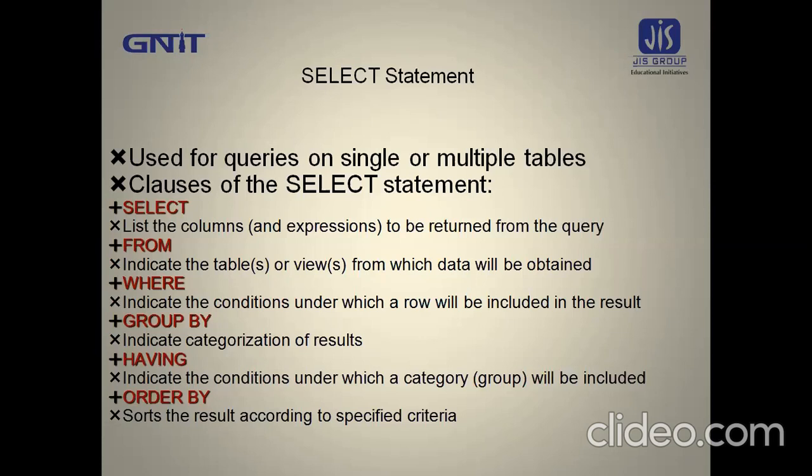So select statement lists the columns which are to be returned from the query. From indicates the tables or views from which data will be obtained. Where indicates the conditions under which a row will be included in the result. Group by indicates categorization of results. Having indicates the conditions under which a category will be included, and order by sorts the result according to specified criteria.